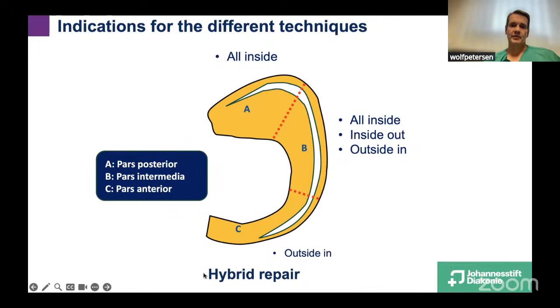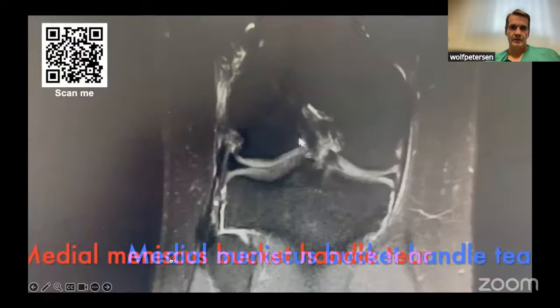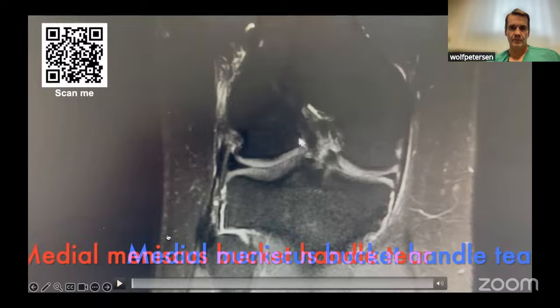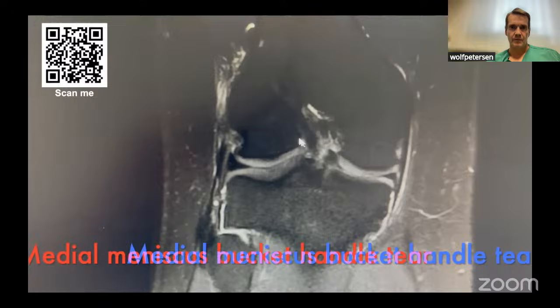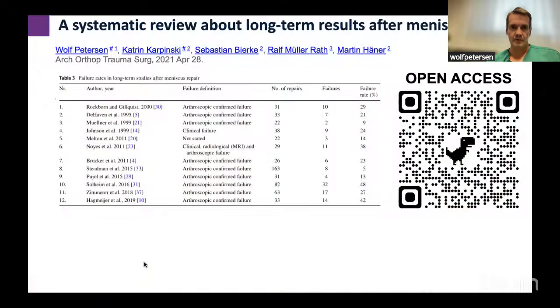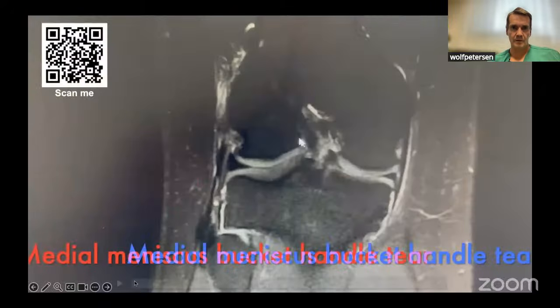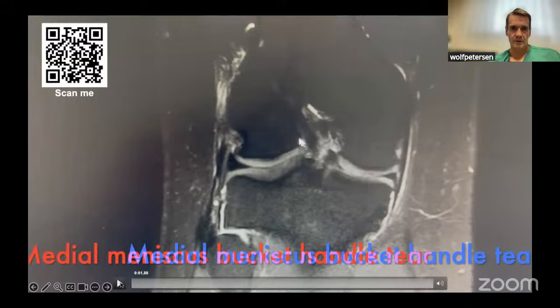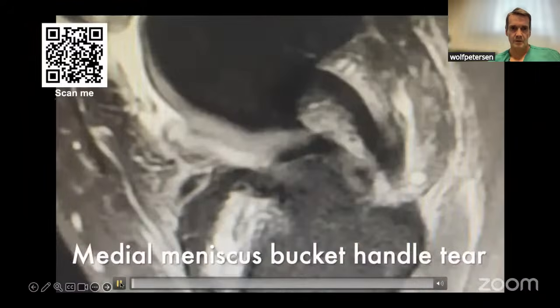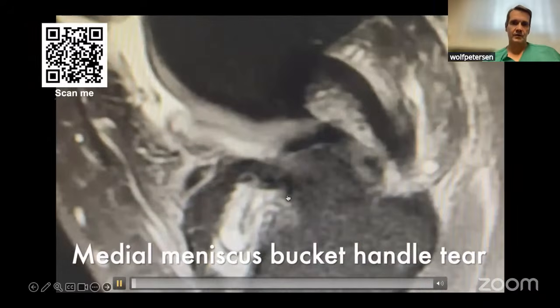So in most of the cases, we perform a hybrid repair, and I will show you a video now. Wait, sorry. Okay, it starts. You can see here a bucket handle tear.